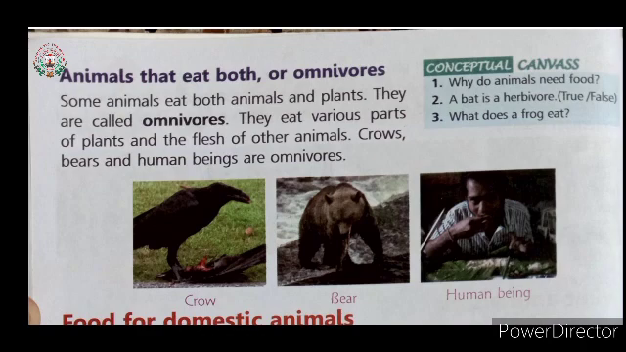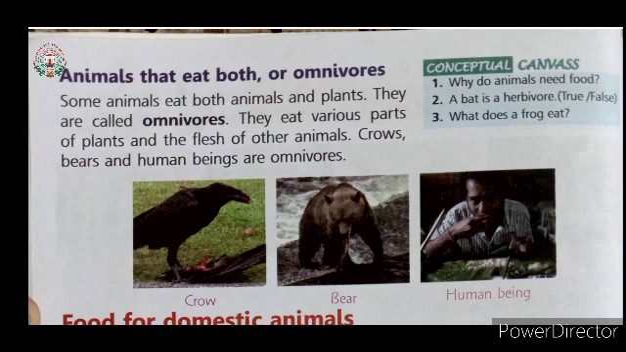Some animals eat both animals and plants. They are called omnivorous. Children, some animals eat animals as well as plants, so they are called omnivorous. They eat various parts of plants and the flesh of other animals also.